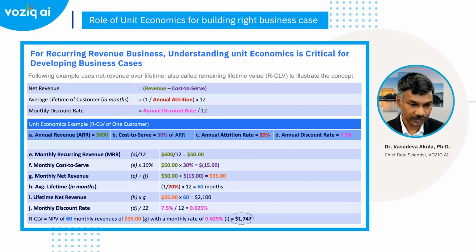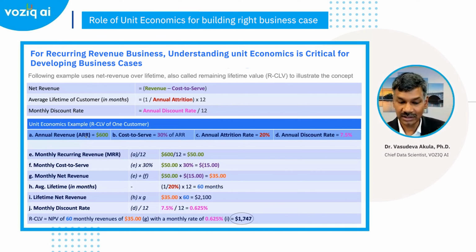So the number one most important thing is, what is the net revenue? That's $35, this minus that, right? Now, $35 for how long? Our average lifetime is 1 divided by 20%, which is 60 months. So now we do very straight math before we apply the discounting calculation. $35 for 60 months is going to give us $2,100 as the value of the customer.